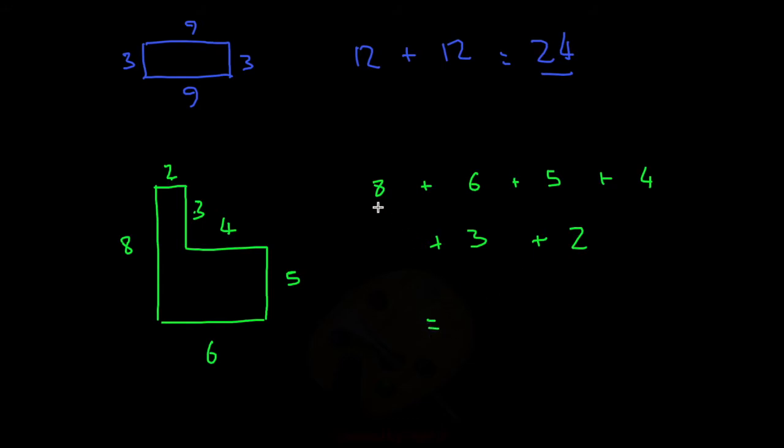So our final perimeter is 8 plus 6, 14, plus 5, 19, plus 4, 23, plus 3, 26, plus 2, 28. So the perimeter is 28.